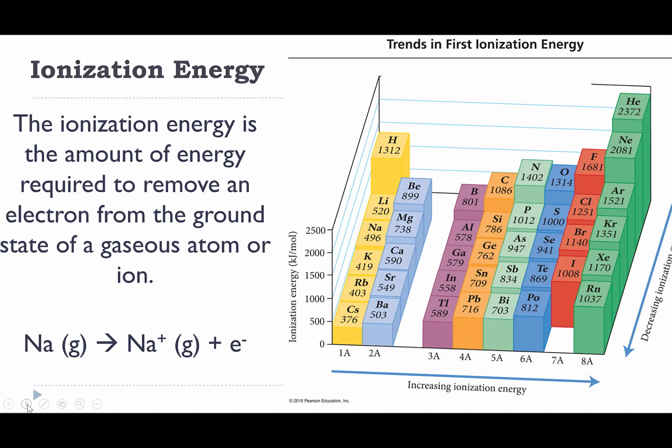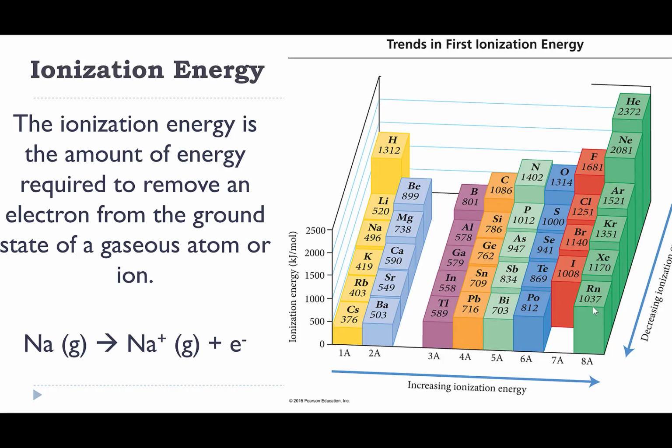Again, we're going to look at 2 trends. We're going to look at trends top to bottom, and we're going to look at trends left to right. So let's first start top to bottom. And we can look at the noble gases, I suppose. That's probably the easiest one to see here. So if we look from top to bottom in our noble gases, what we notice is that ionization energy decreases.